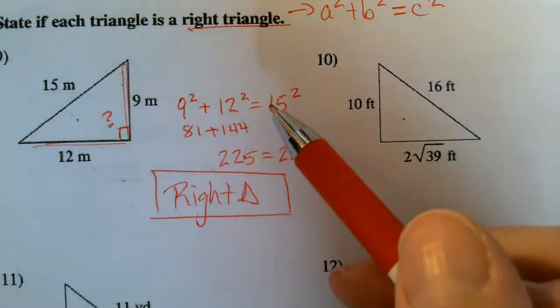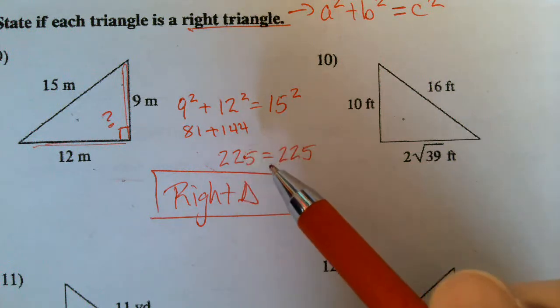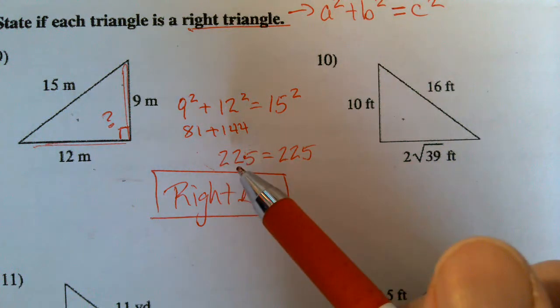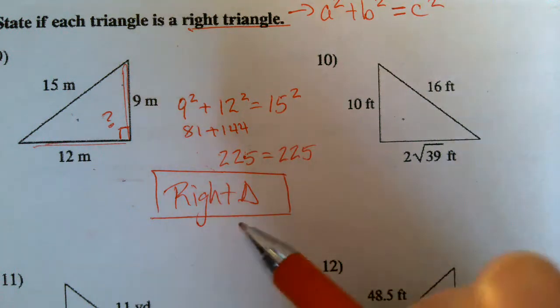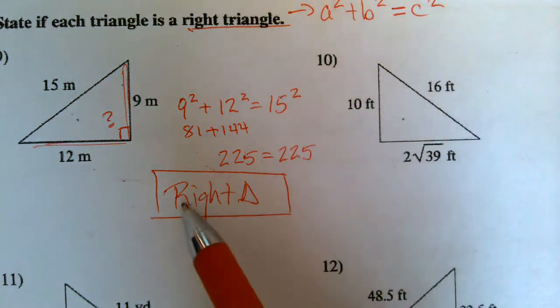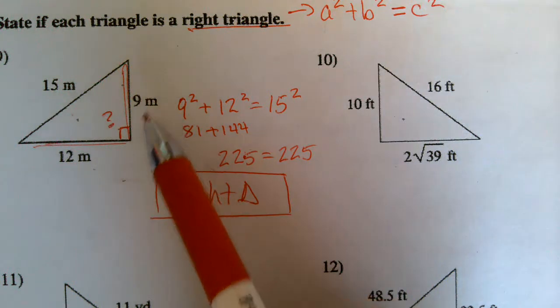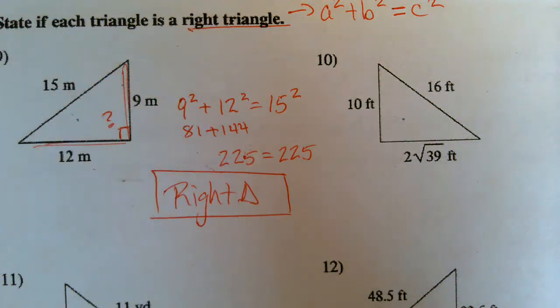So you need the proof. Show the setup, show what you got, that's the proof. Now, if this was something like 220 equals 225, I'd put a slash through it and know it's not a right triangle. Now, not only is this a right triangle, this is a Pythagorean triple because all three sides are whole numbers. Okay?